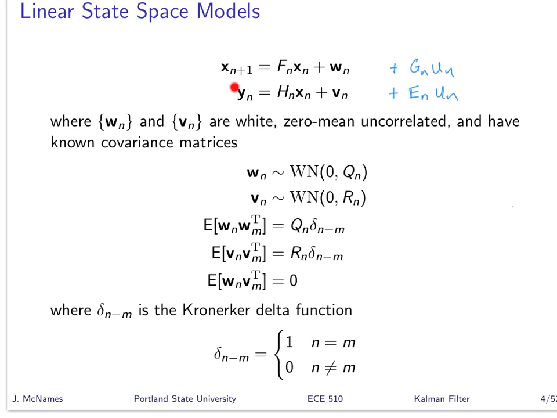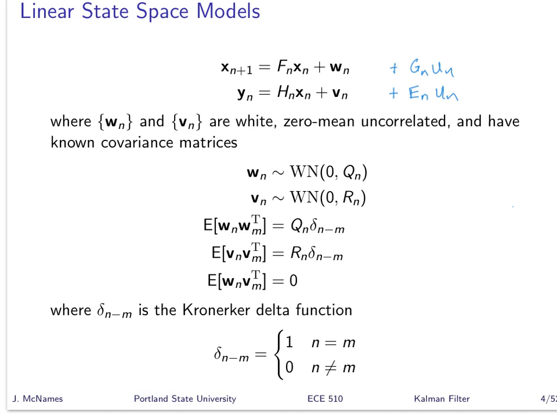So our state space model: we've got the state vector that you're familiar with at time n plus 1, and it's got dimension m. We've got our state transition matrix, which again can be time varying. The Kalman filter just doesn't care; time varying is no problem at all. We've got our state vector at time n. We've got additive process noise, which can have an arbitrary covariance matrix.